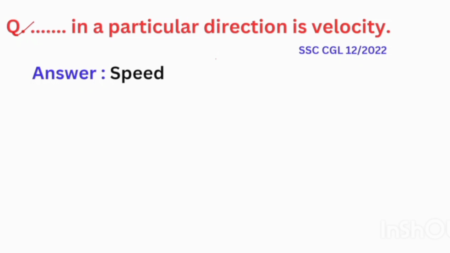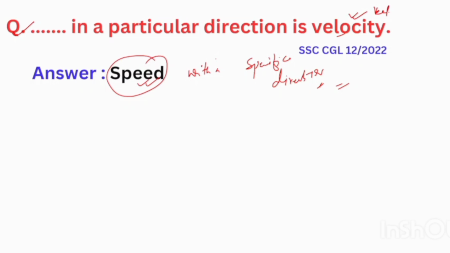Next is, dash in a particular direction is velocity. Answer is speed. Velocity is a speed with a specific direction. This is very important. Okay, velocity is basically speed with a specific direction. And obviously velocity is a vector quantity. Understood? Let's see the next question.